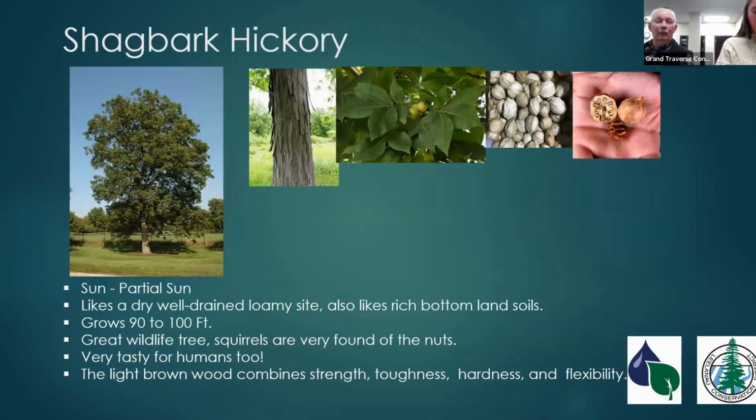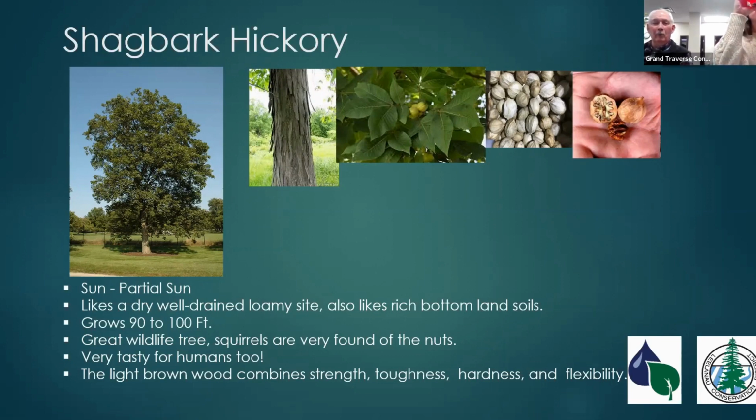Shagbark hickory is another one of my favorites. There's hardly a tree that isn't my favorite. I was pretty excited the first time I discovered one. It was down in Ottawa County, and since then I've been trying to grow them ever since. It likes to grow in sun, the partial sun. It has a very deep taproot. We've learned a few things with having them in the program.